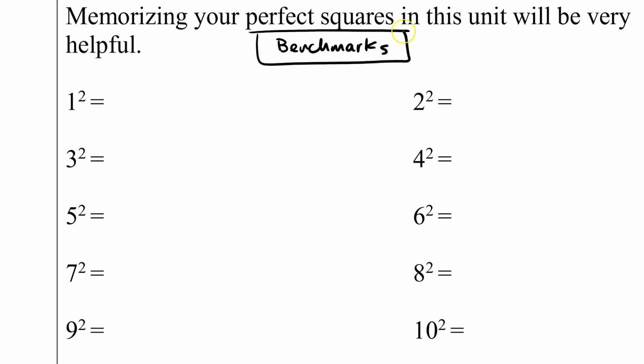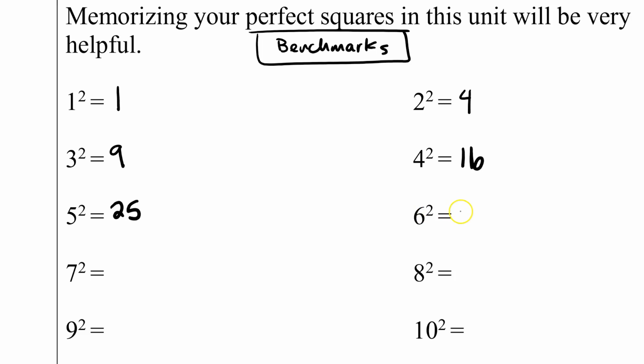So benchmarks are just absolute perfect squares that we know to be true, and we'll use this word again later on in the video. So 1 squared, 1 times 1 is 1. 2 squared, 2 times 2 is 4. 3 squared, 3 times 3 is 9. 4 squared, 4 times 4 is 16. 5 squared, 5 times 5 is 25.